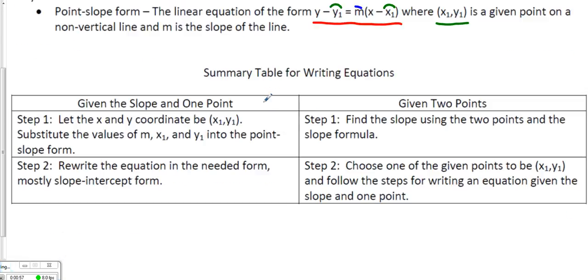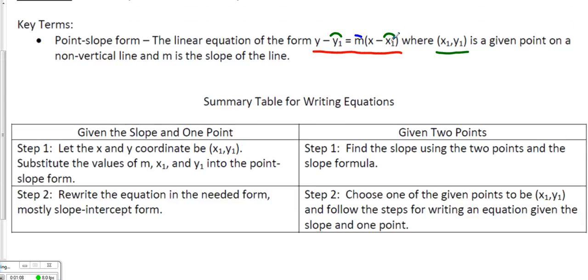Okay? So, summary table for writing equations. If you are given the slope, remember that was m, and one point, our x1, y1, then we can substitute in those values. Our point goes here for x value, y value. Our slope goes here, and you can write that equation out then. Step 2 then, you would probably want to rewrite that into slope-intercept form afterwards. This one is not going to be as useful except for starting out. You can start off with this kind, but then you normally want to change it into slope-intercept form, that y equals mx plus b. So if you have the slope and one point, you can go right for it.